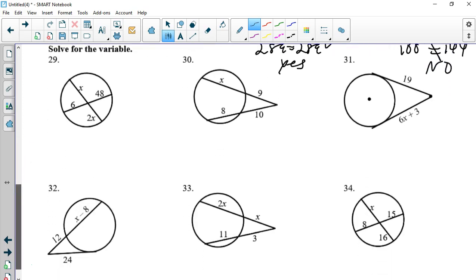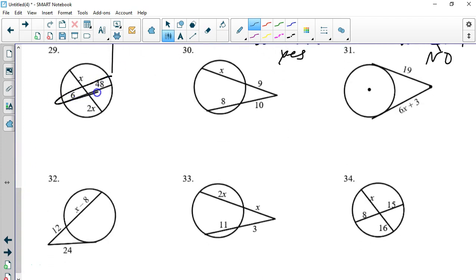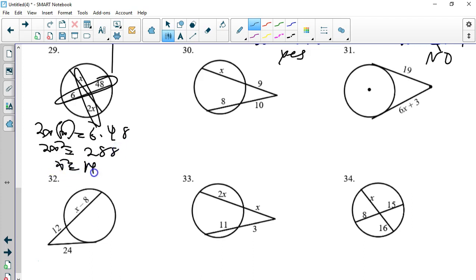Okay, 29. Remember, whoops. I like to do this to remind myself to multiply like so. So 2x times x equals 6 times 48. Well, that's 2x squared equals 288. And then if I divide by 2, I get x squared equals 144. If I take the square root, I get x equals 12.